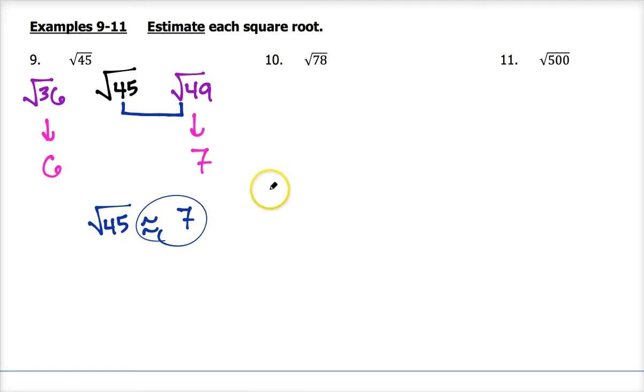What I want you to do now is go ahead and click pause on the video, and then try examples 10 and 11 on your own, the same way we did number 8 and number 9. Once you've done those on your own, click play, and then you'll be able to check your answer.